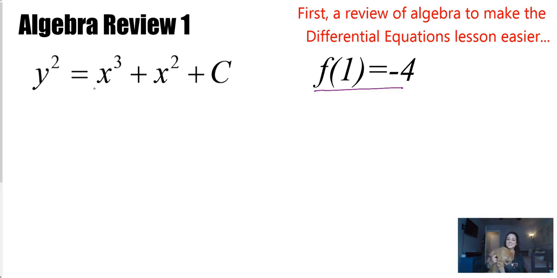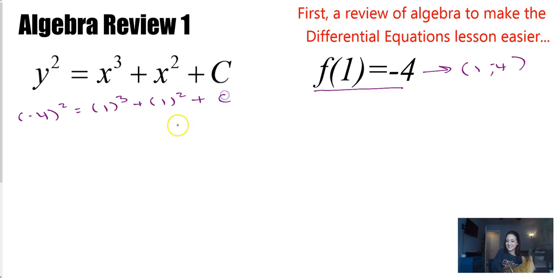Say hi. The first is to figure out what C is using this initial condition, which you can write as an ordered pair. This is the same as x is 1, y is -4, right? So our first goal is to find C. Our second goal is to get y by itself. Okay, so let's start by plugging 1 in for x, -4 in for y, and solving for C, okay? So -4 squared is 16, 1 cubed plus 1 squared is 1 plus 1, which is 2. So C must be 14, right?